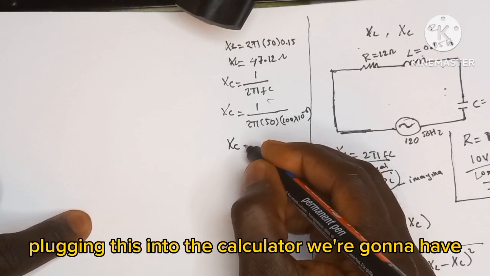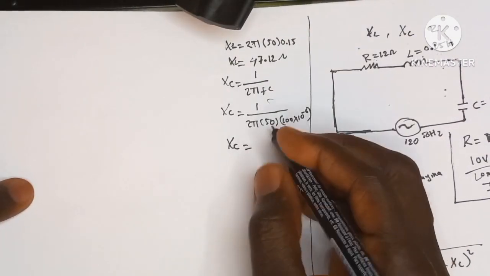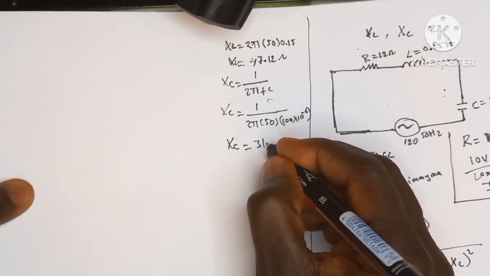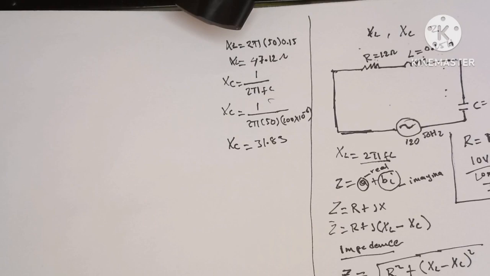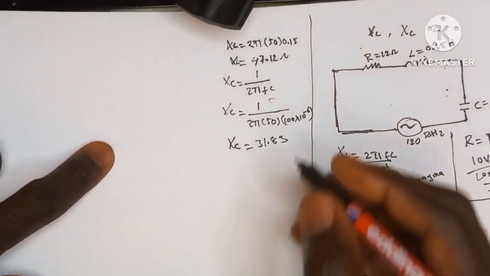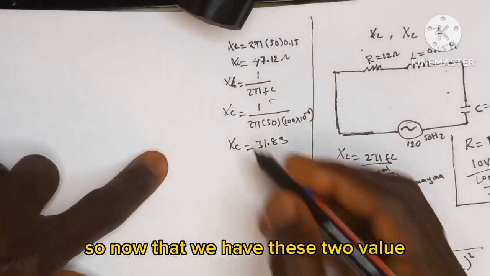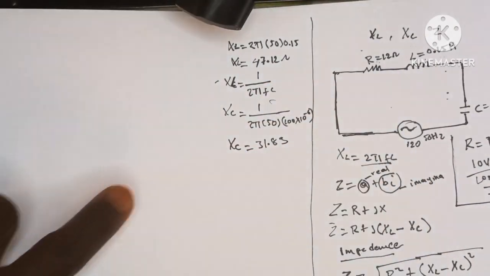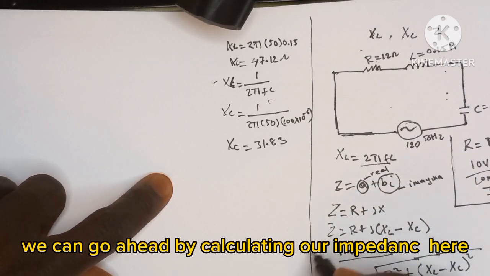Plugging this into the calculator, we're going to have 31.83. So now that we have these two values, we can go ahead by calculating our impedance here.